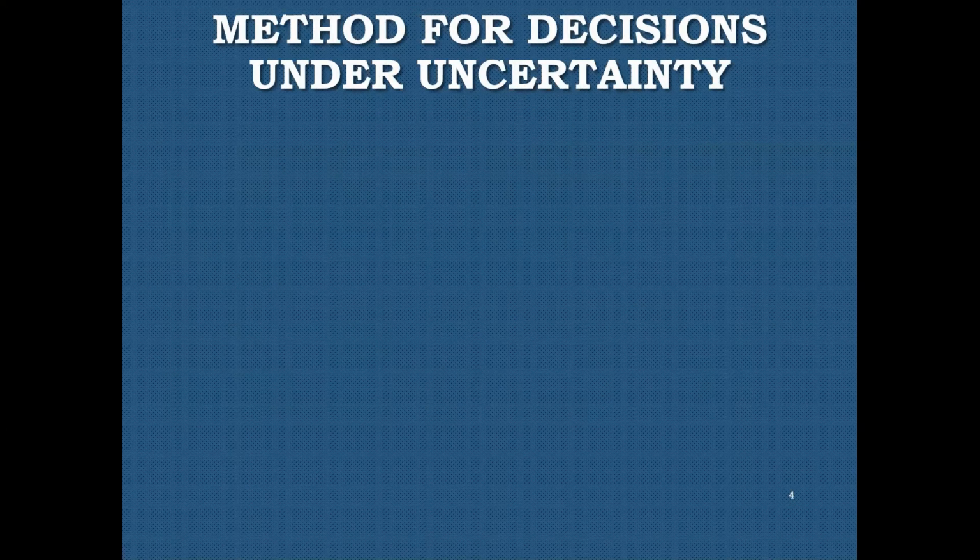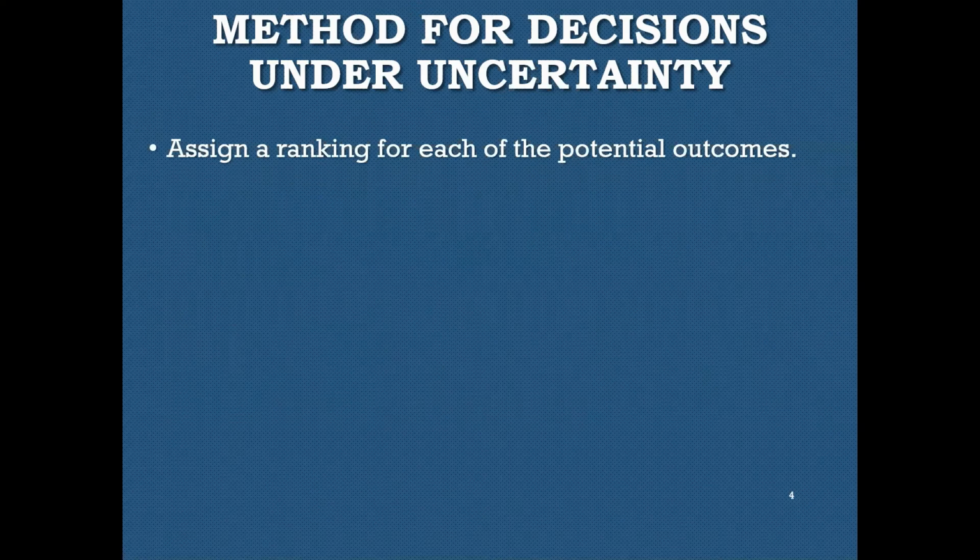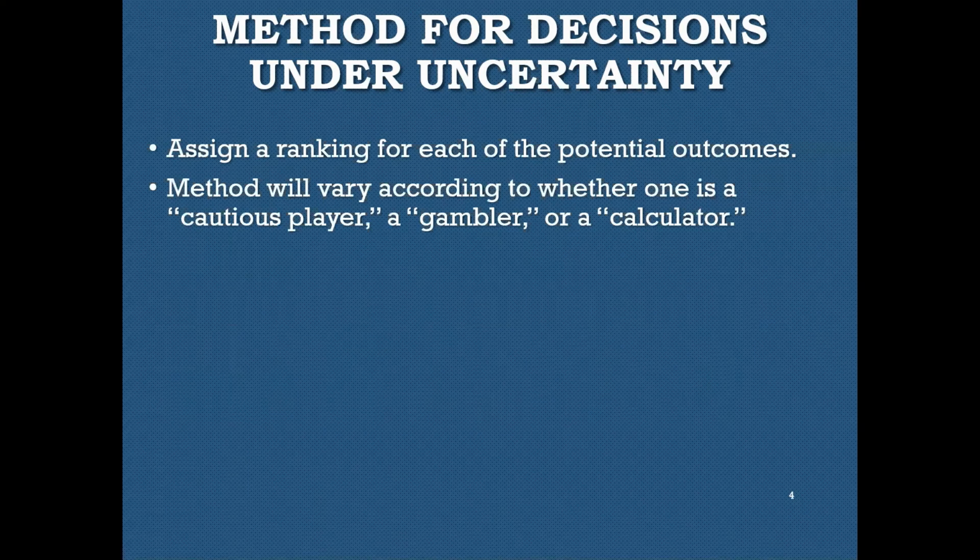So let's think about how this method works. The first thing you do is you take that subjective ranking for each of the possible outcomes. You assign a ranking, and then how you decide what to do is going to vary according to whether you're a cautious player, a gambler, or a calculator. So this fits with your particular personality. You can use decisions under uncertainty in different ways according to the way you like to approach life.